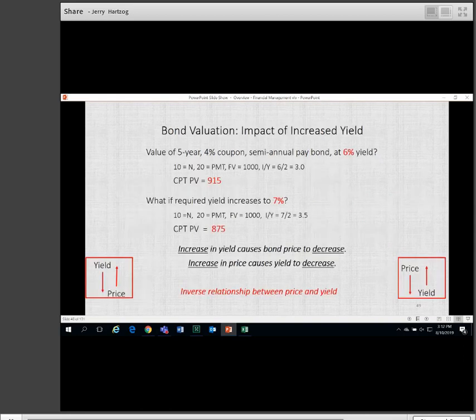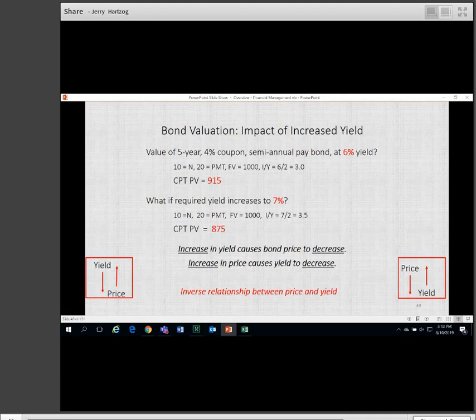Now, let's talk about what happens if we change the yield assumption. So far, we picked arbitrary yield and arbitrary prices to illustrate how to solve a valuation problem. Well, let's look at this case where we have a 5-year, 4% coupon, semi-annual pay bond, and we assume a 6% yield. If we go through and do the calculation, we'll find out the price is $915. Well, what if I assume 7% yield rather than 6%? If I do, and I compute the present value of the price, I get $875.